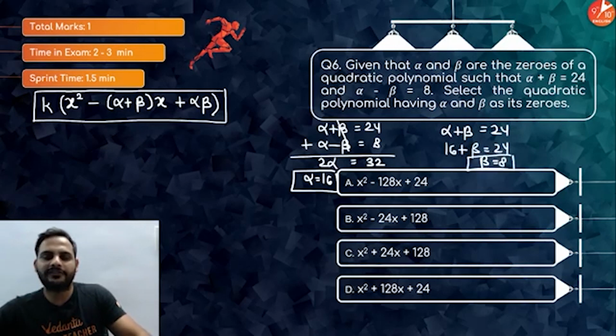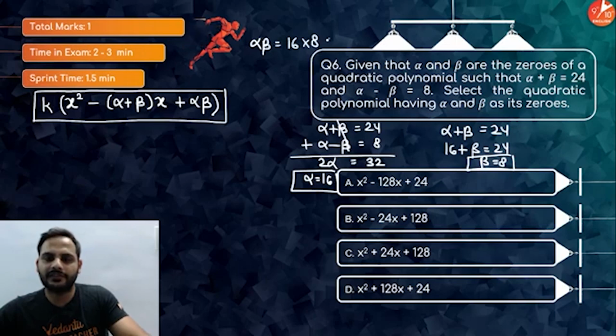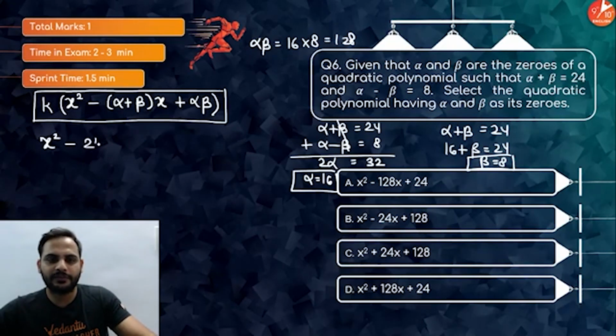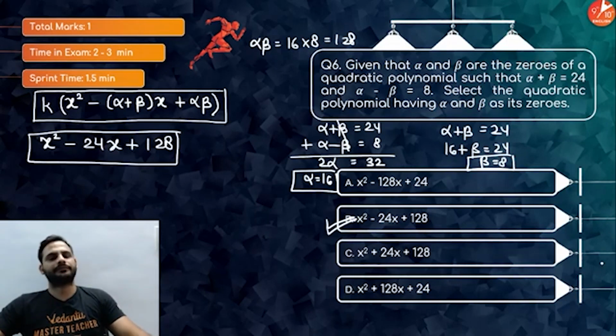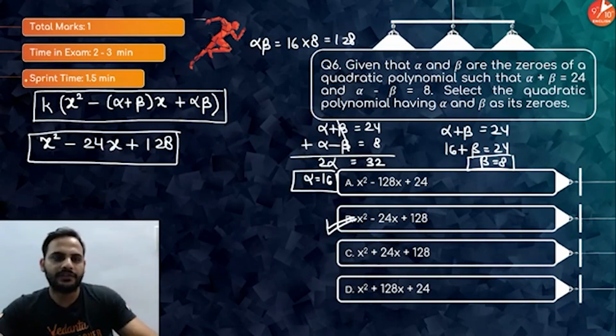So once we know what alpha and beta are, alpha into beta we can say is 16 eights, which is equal to 128. So the equation will be x square minus (alpha plus beta, which is 24) into x plus 128. Okay, option B. So this is the form which you need to remember.